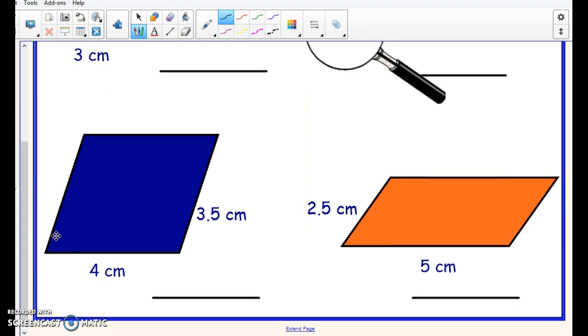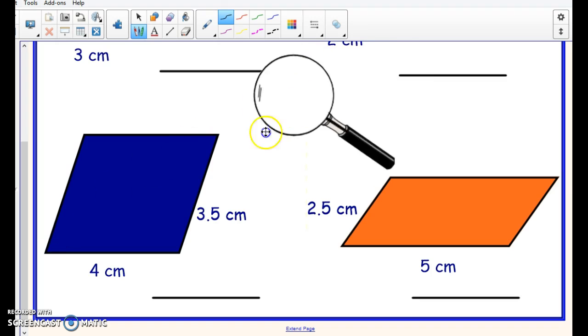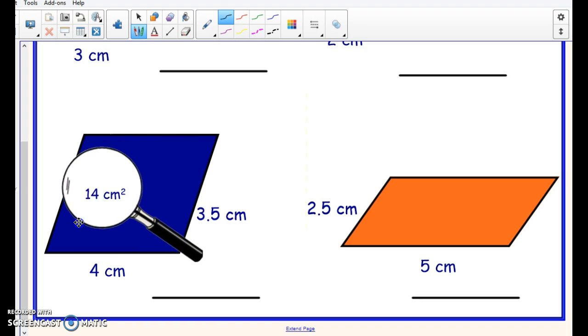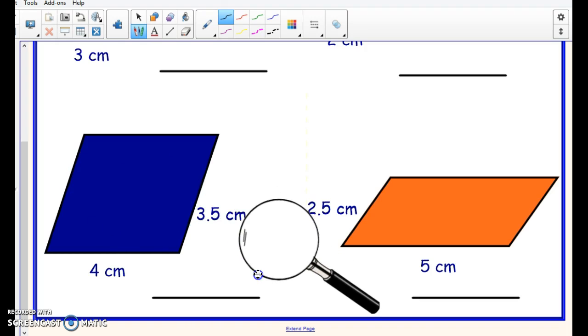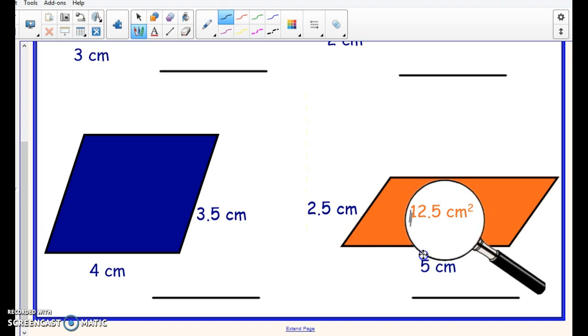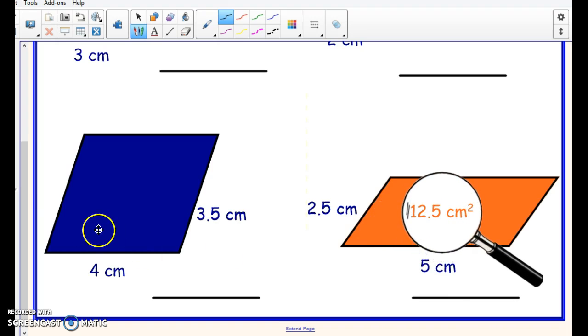Over here, talking about this blue parallelogram, same thing, we have 4 times 3.5, so our area for this parallelogram is going to be 14 centimeters squared. And then for the orange parallelogram, we have 2.5 centimeters times 5 centimeters, which is going to give us 12.5 centimeters squared. It's important that we have our labels there once we start doing volume and things like that.